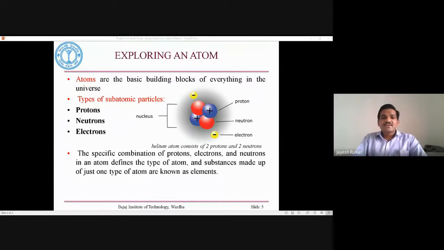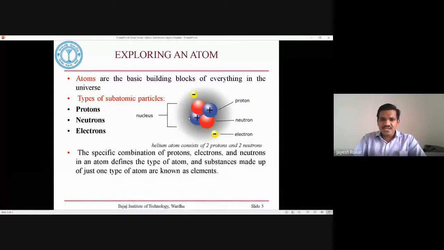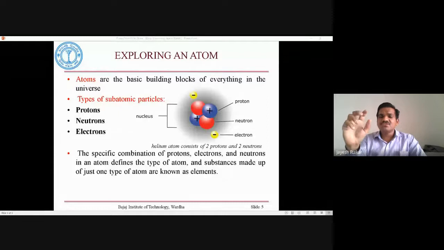The specific combination of electrons, protons and neutrons in a particular atom, as you have seen in helium, defines how many protons, electrons and neutrons there should be in that atom. This defines what type of atom it is and what substances it makes up. You can see that in the periodic table of elements. We call these particular combinations of protons, electrons and neutrons elements.